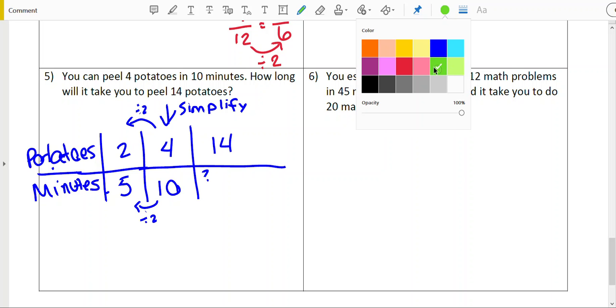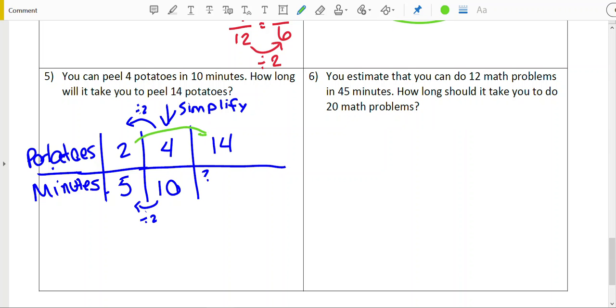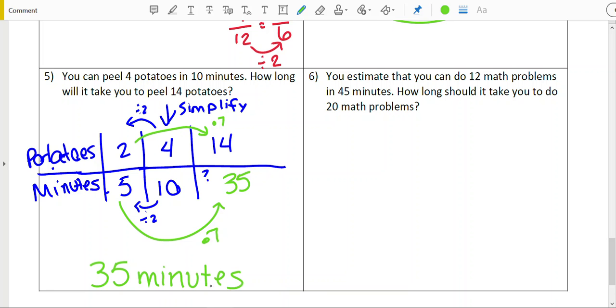Now I can see that I can go forward. 2 can go into 14, multiplying by 7. So then I'm going to take 5 and multiply it by 7, and I get 35. So it would take you 35 minutes to peel those 14 potatoes.